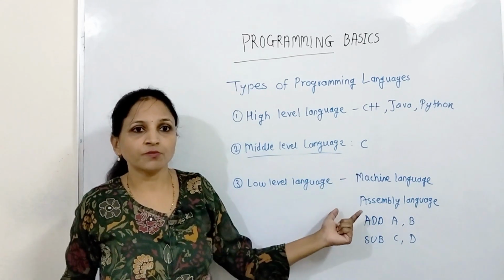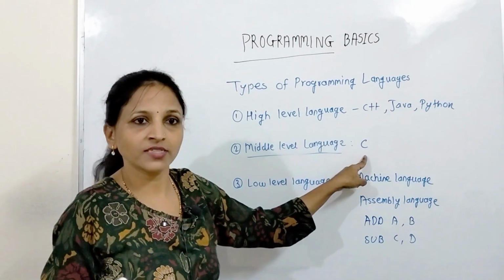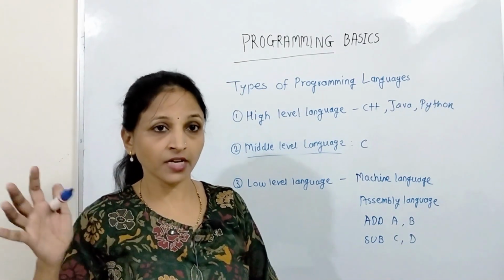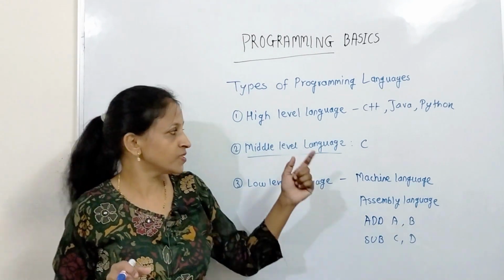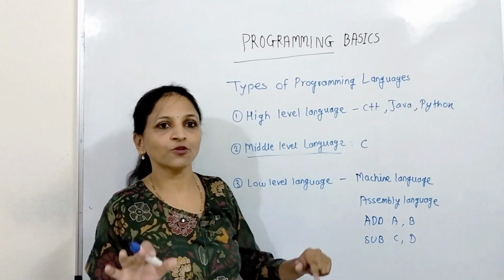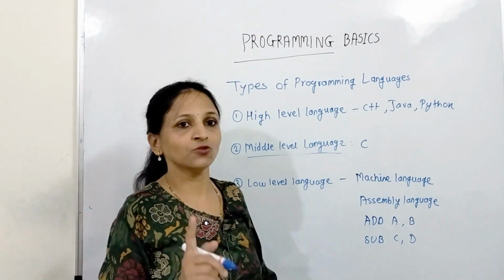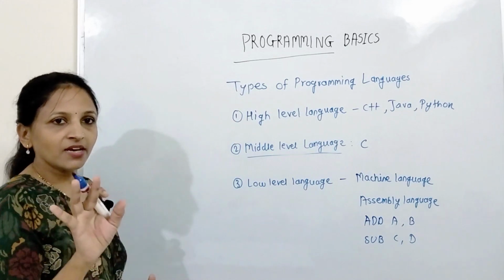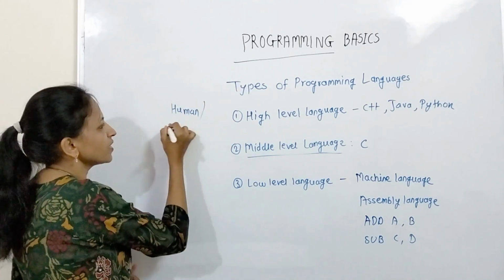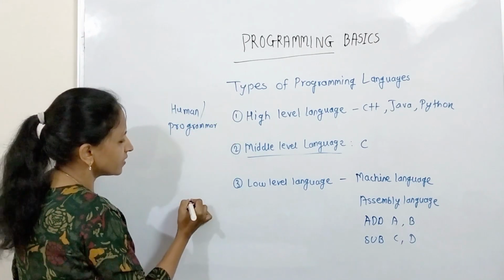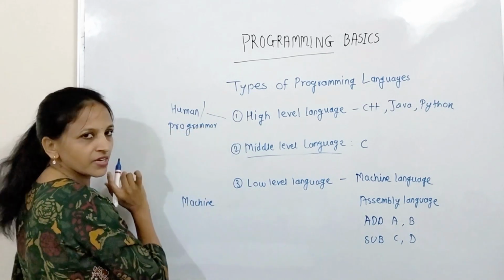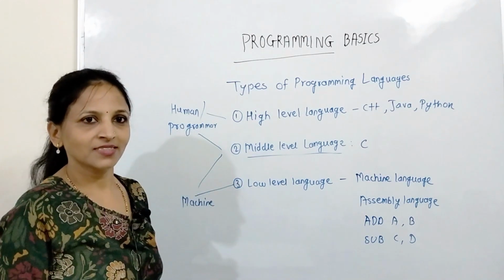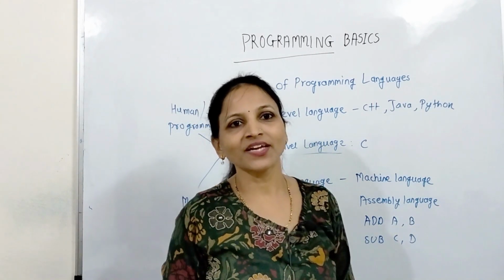So C supports both. You can develop high level applications with the help of C, for example game development, and you can even develop low level applications like operating systems, device drivers, and compilers, meaning language translators, with the help of C language. And one more point is, it is easy for the programmer to write code using C language, and again it is easy for the machine to execute that code. That's why C is called a middle level language. Diagrammatically I will explain this. Here there is a human, or you can say the programmer, and here there is a machine. These high level languages are very close to human, low level languages are close to the machine, and these middle level languages are in between. Getting? This is all about types of programming languages.